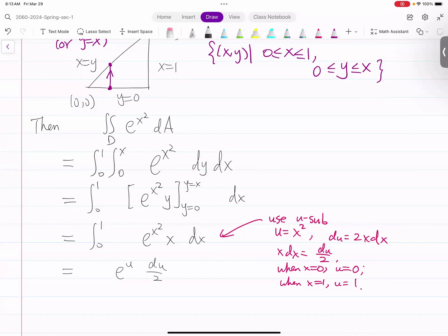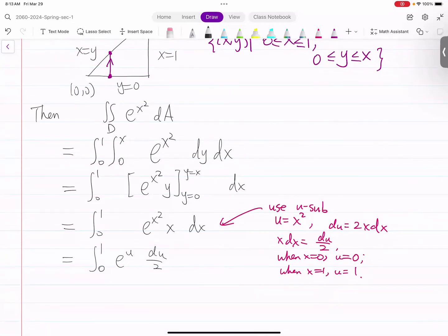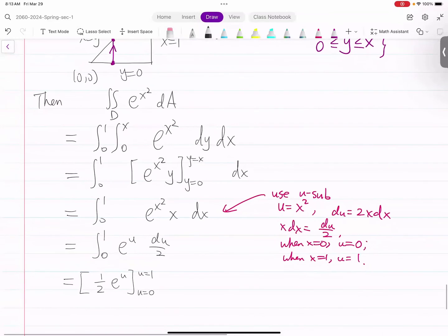And then for the integral, the lower bound of the variable u is 0, and the upper bound of the variable u is 1. Right? So that's now very trivial, because e to the u in terms of u is itself. So this is exactly e to the u, and of course the 1/2 goes in front, and I evaluate. Now my variable is u, so it's evaluating at u equals 0 and u equals 1.